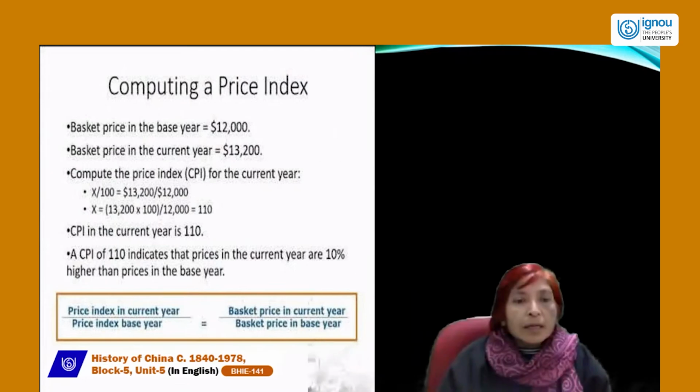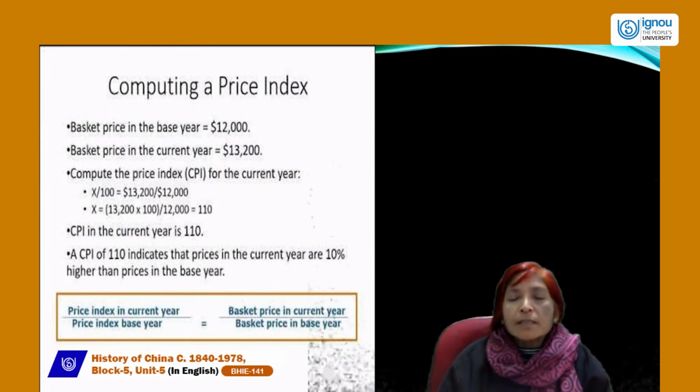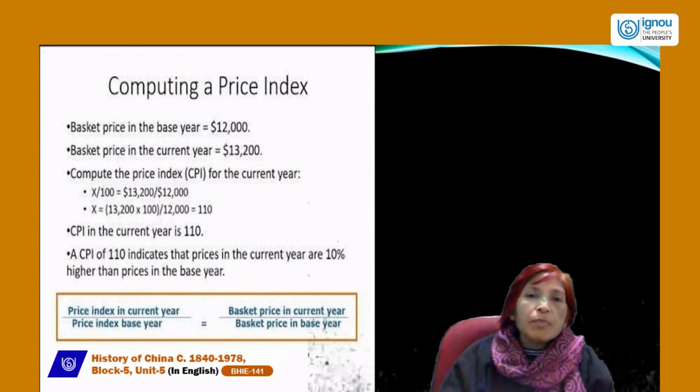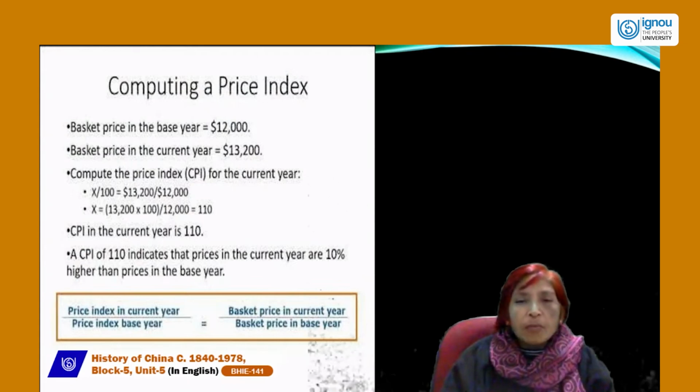Price index current year is 13,200 divided by 12,000. Then we can get the CPI and multiply by 100. Then we can calculate price index. So price index generally tells us about the ratio between current year price and base year price. Then we can measure price index.